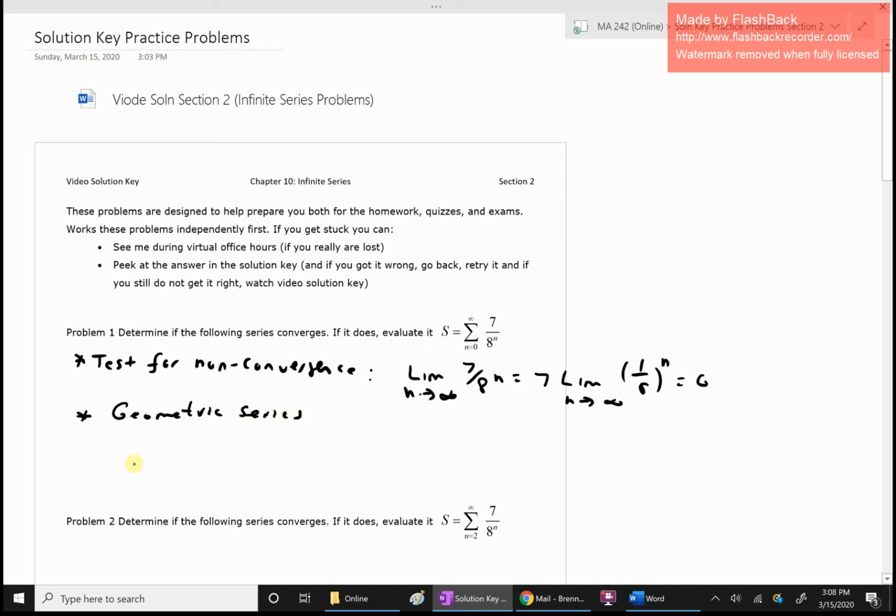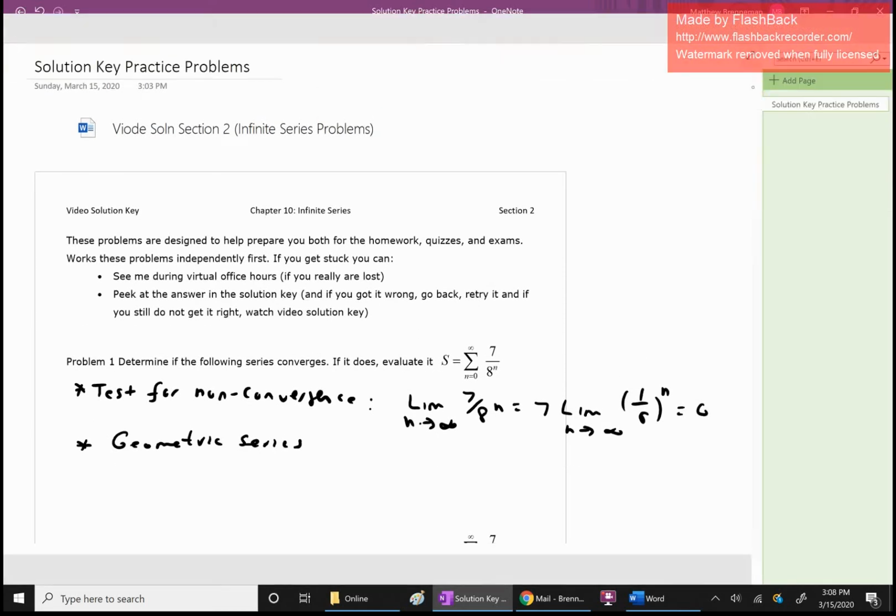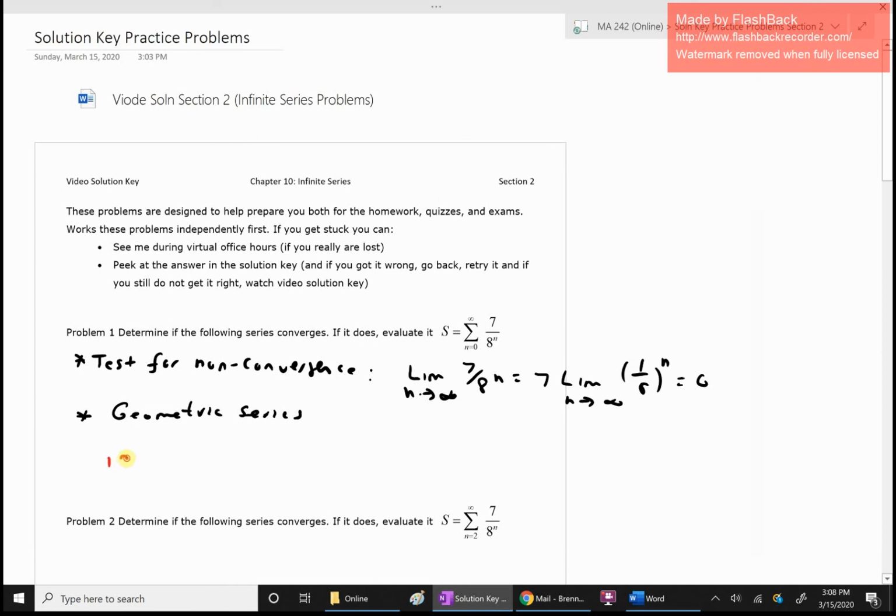So we recall this is an important result, so I'm going to write it in red. Something that we want to remember: if the absolute value of r is less than 1, then the infinite series from n equals 0 to infinity of r to the n is 1 over 1 minus r. So this is the result that we're going to apply.